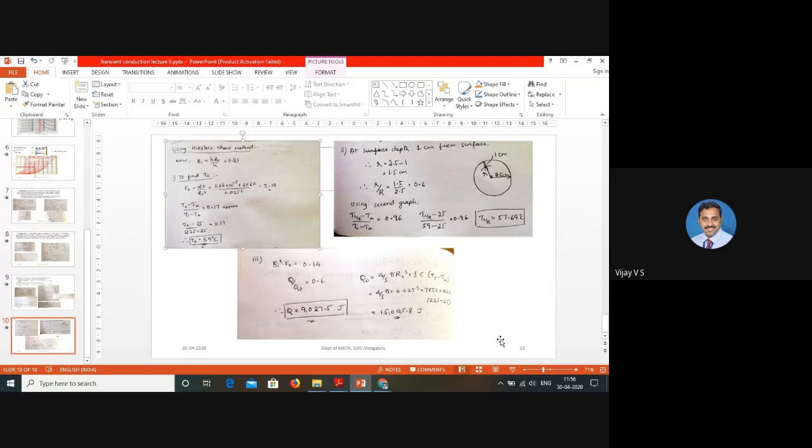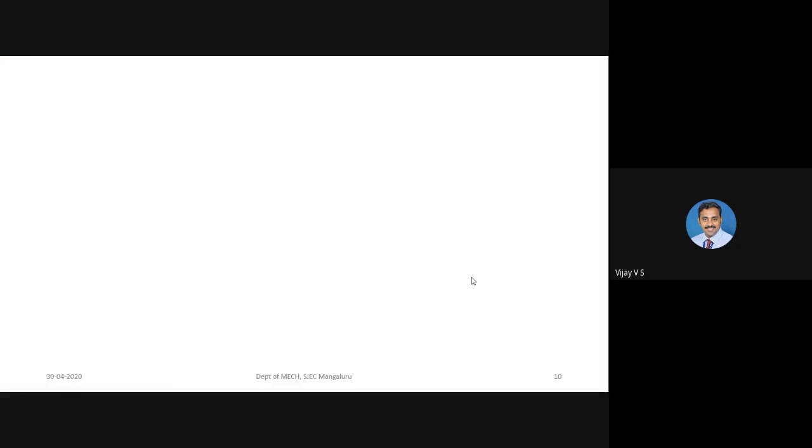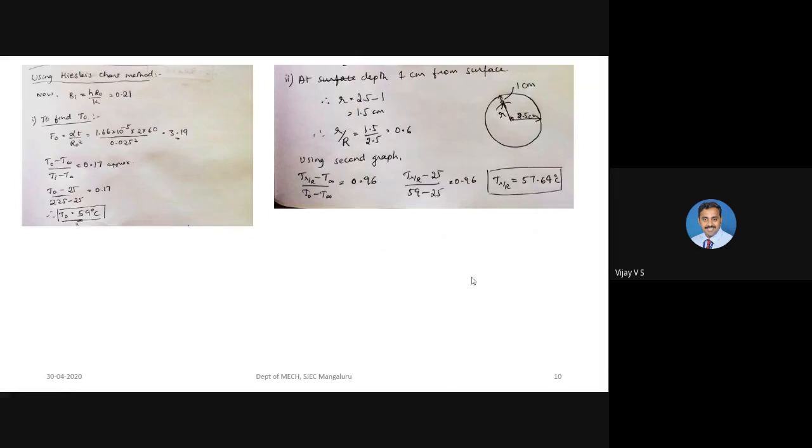Now temperature at a depth of 1 centimeter. This is very interesting and you should be very careful. See, temperature at a depth 1 centimeter from the surface. Therefore, what is the r value here? The r value we should calculate from the center. Total radius is 2.5. 1 centimeter from the surface means 2.5 minus 1, which is 1.5. Be careful, don't take r as 1. r here is 1.5. So therefore, r by R you will get 0.6.